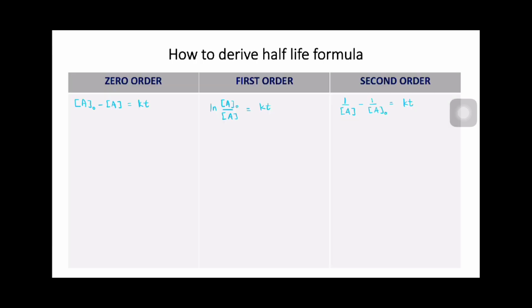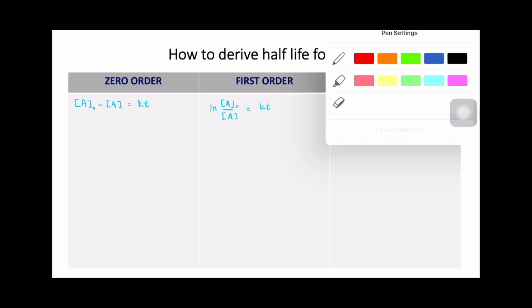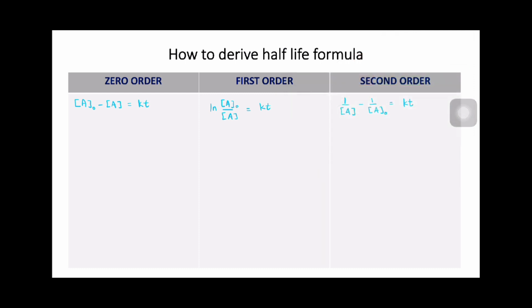How to derive half-life formula? Half-life formula can be derived from integrated rate equation. For zero order, the integrated rate equation is A0 - A equals to KT. So, when you want to derive the half-life formula, we have to substitute value of A with A0/2, since half-life is the time taken for the initial concentration to become half of its initial value.